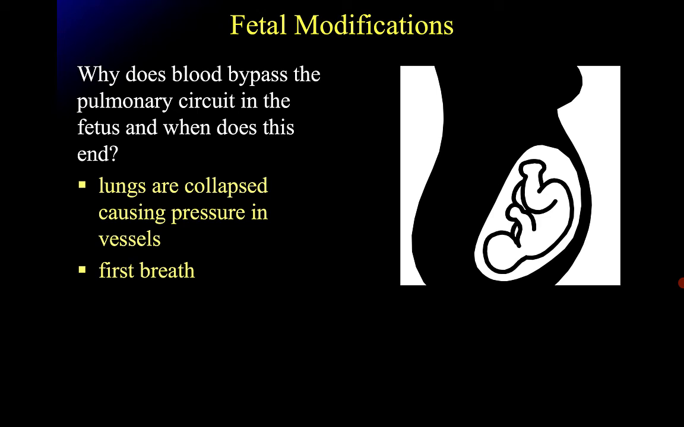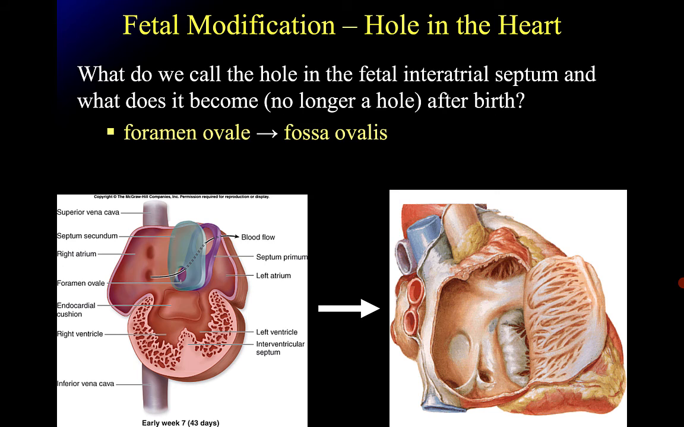This all changes when that fetus comes out as a baby and takes its first breath. So that first breath will allow for the inflation of the lungs. That's going to therefore decrease the pressure because those vessels are no longer collapsed within those collapsed lungs. And that means that now blood can flow more easily to the right side than to the left side because we've changed that pressure relationship. The left side now has to pump to the entire body. The right side, that pulmonary circuit, only has to pump to the lungs. So what does this mean?